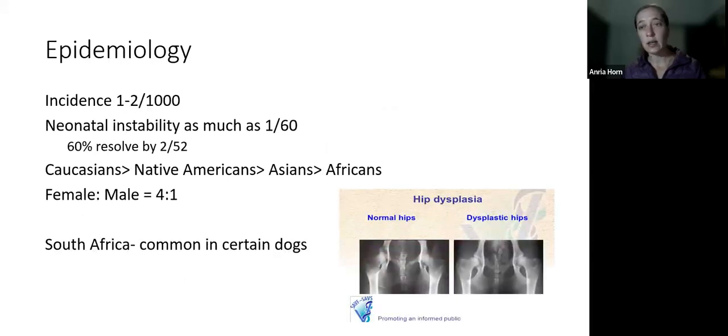So, epidemiology: the incidence internationally is 1 to 2 per 1,000. Neonatal instability is much more common, but it resolves by 2 weeks in about 60% of patients.